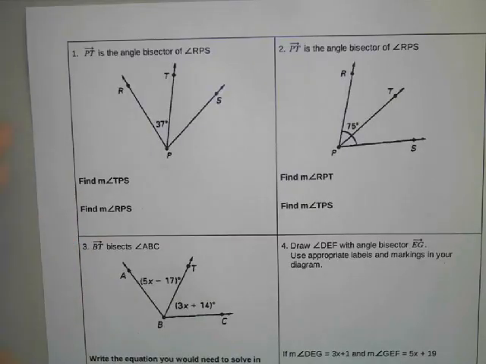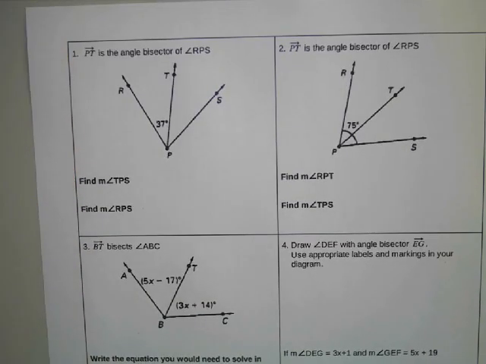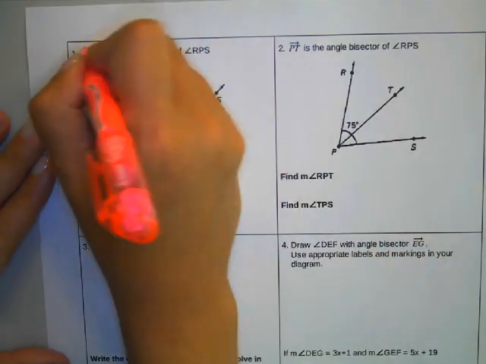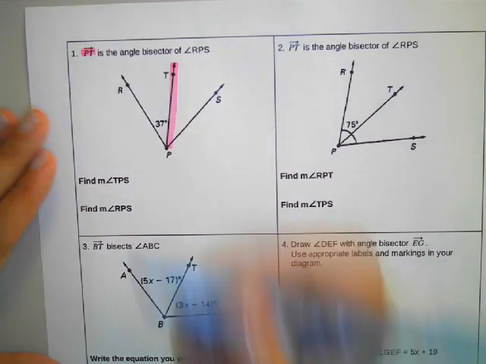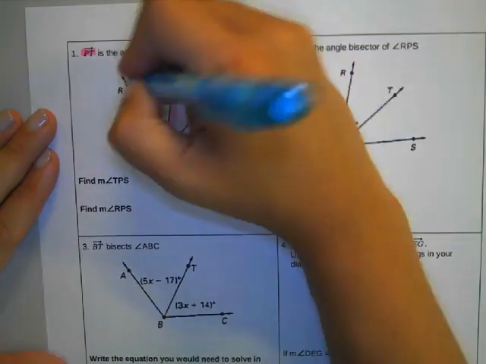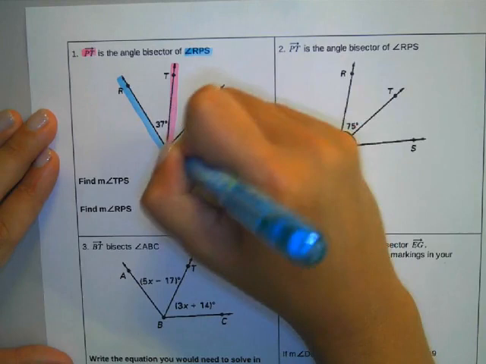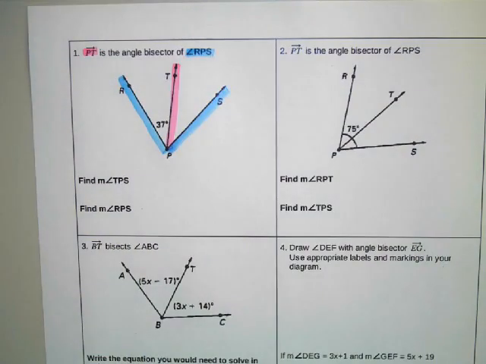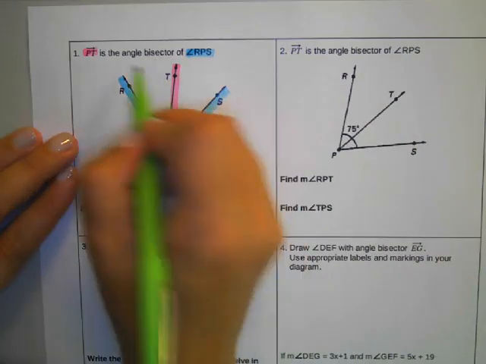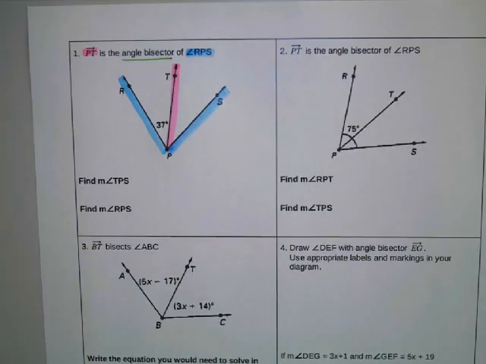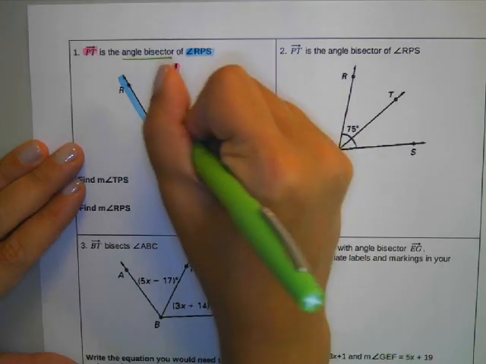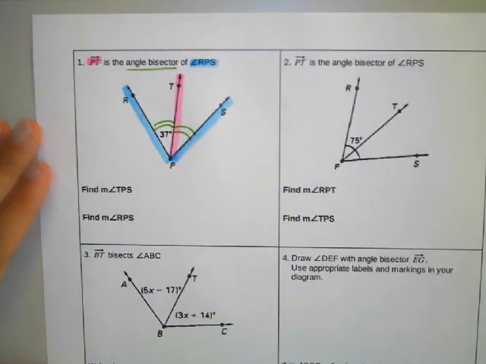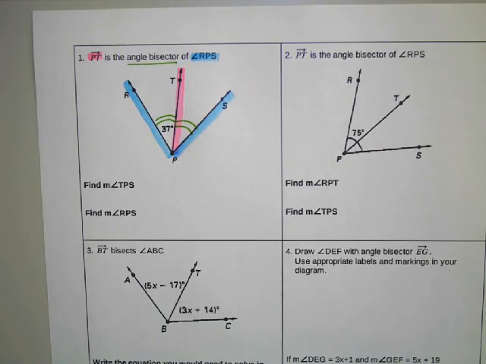So if you go to the next page of your notes, we know here from number 1, if we read the instructions, that ray PT is the angle bisector of angle RPS, which is this big angle here. Again, I like to use highlighters and colors to show this. As soon as I see angle bisector, I know that I'm going to get two equally sized angles. So I'm going to add some tick marks to my diagram to show that. Now the next question asks me to find the measure of angle TPS.